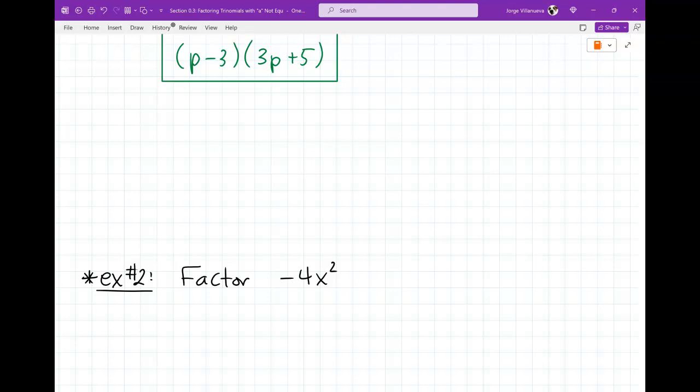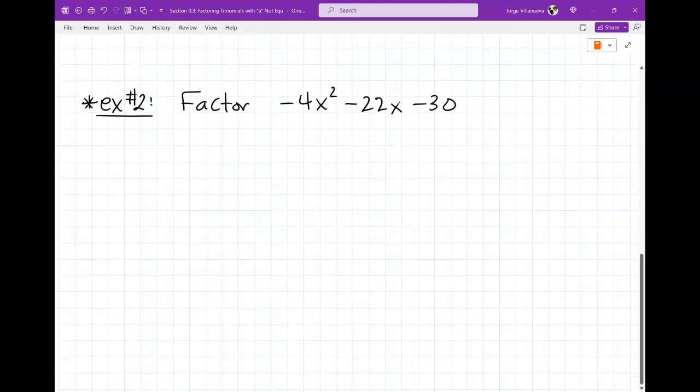Negative 4x squared minus 22x minus 30. Now I picked this on purpose. That means that there has to be a reason, right? Not just like it's the same as the other one. There's something different about this one. It looks the same, kind of. And yeah, the number in the front is negative, but that's not really what caught my attention.